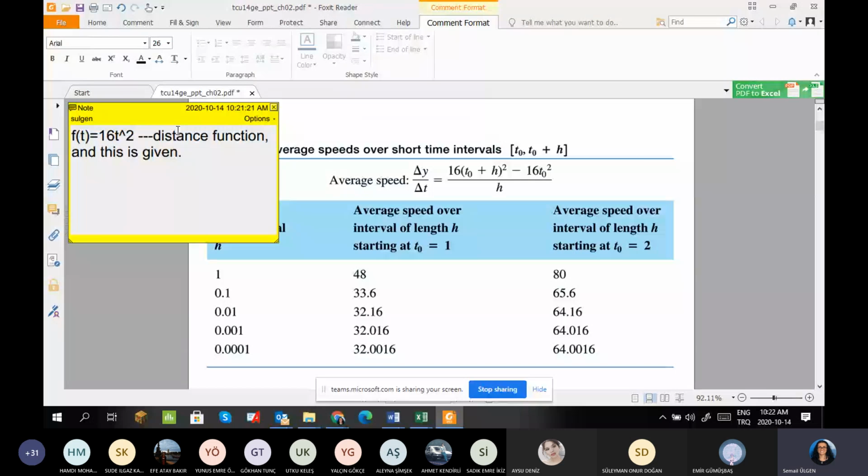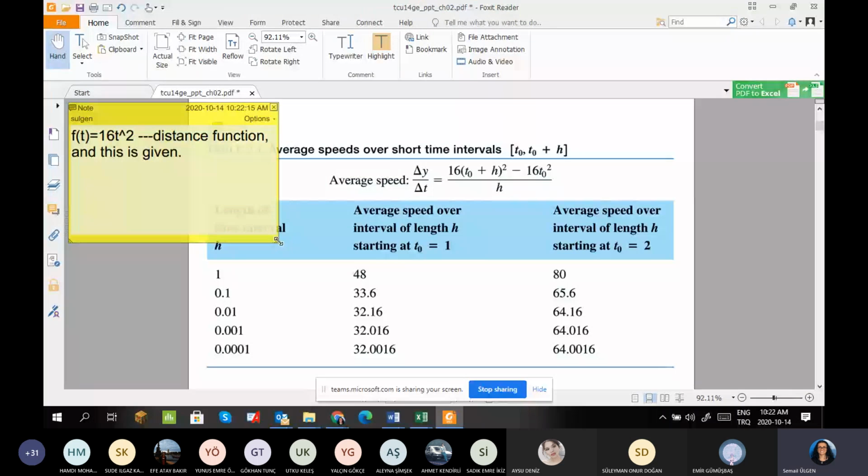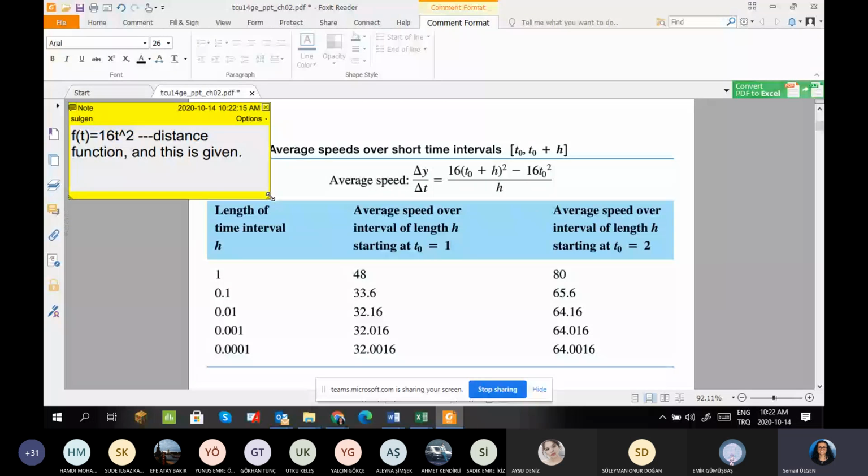Then we are also given the time interval, the length of the time interval, and then the starting point. Let's just look at this table, and let's say we start at time t is equal to t naught, the little t naught, which is the initial time that we start. So we start at time t is equal to 1.